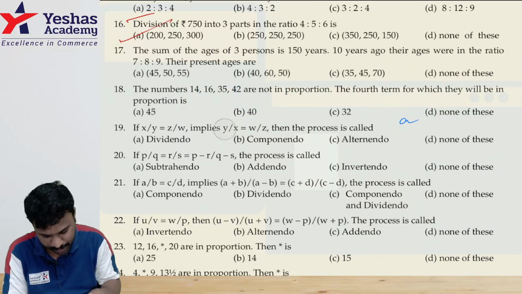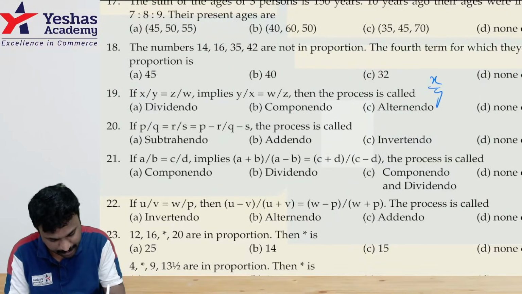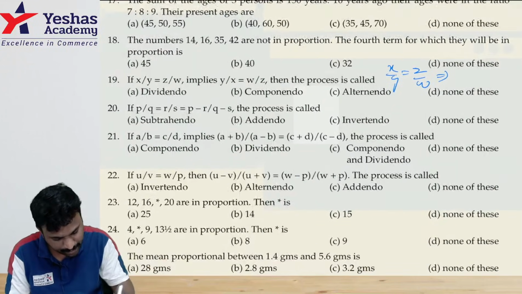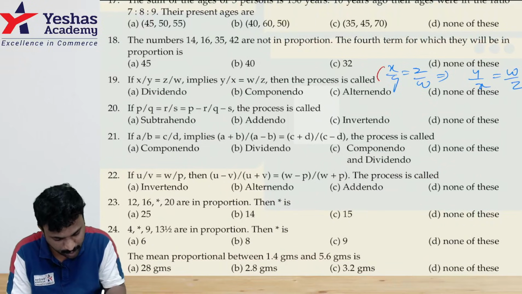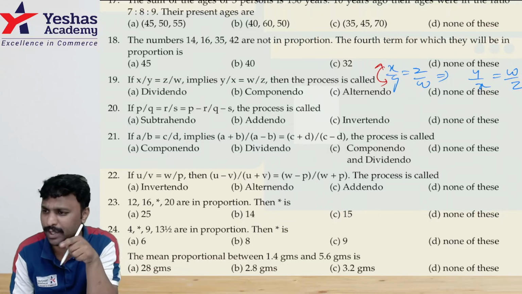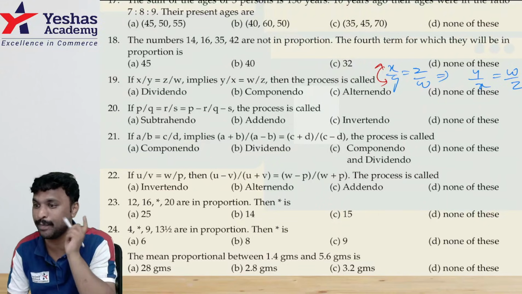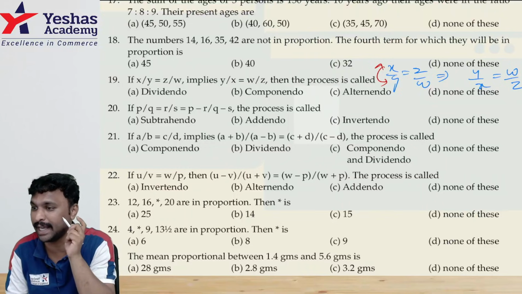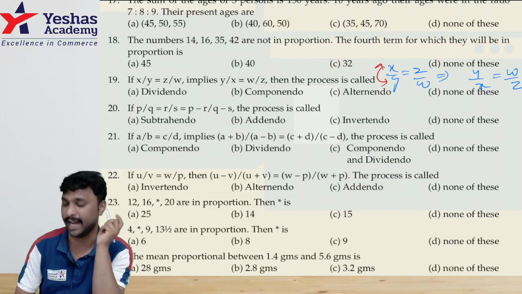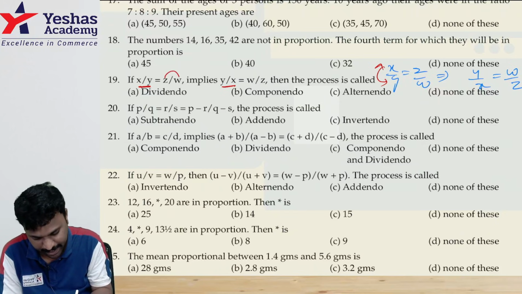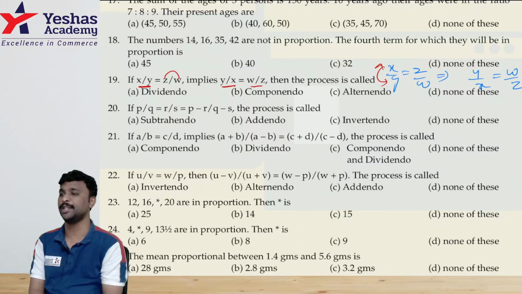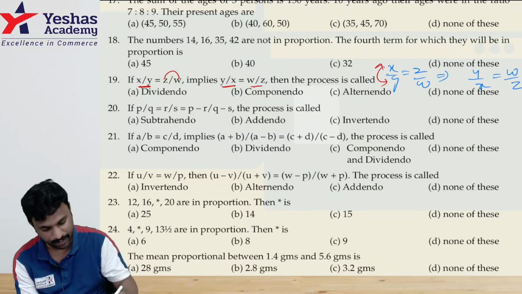Guys, the next question, question number 19: x by y is equal to z by w implies y by x is equal to w by z. See what has happened? Both the ratios have got inversed. Yes or no? So if both the ratios get inverse, it is said to be what? Invertendo property. You can see clearly x by y is becoming y by x, z by w is becoming w by z. So both the ratios have got inversed. So it is invertendo property.